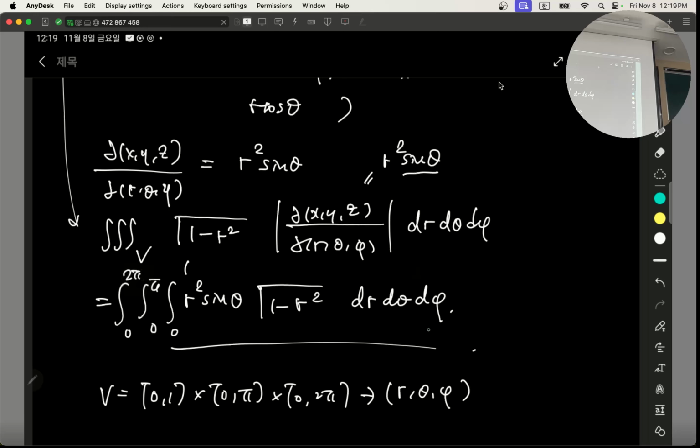So you can compute this because now, without the Jacobian, if you have this square root of 1 minus r squared, you can do it by substitution, but still, if you have r squared, you also can do it. And in phi, there's no phi, so it's just a constant, and there's a sine theta, so when you integrate over 0 to pi, it's 2, so you can get the answer quite easily.